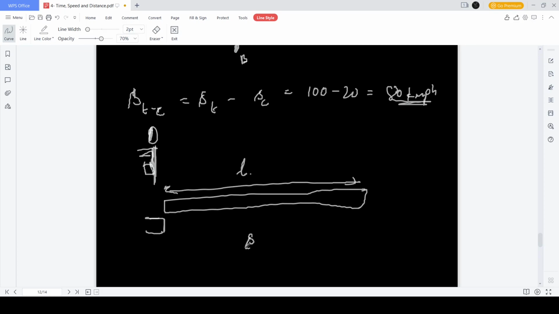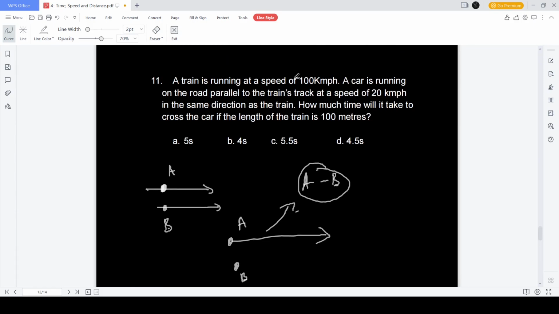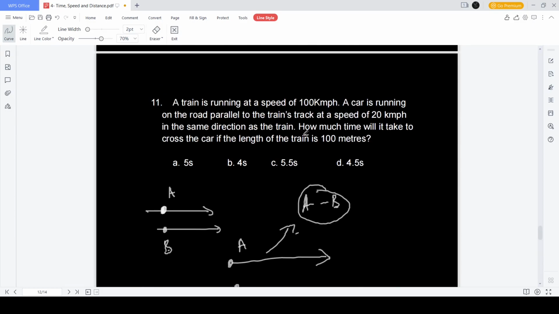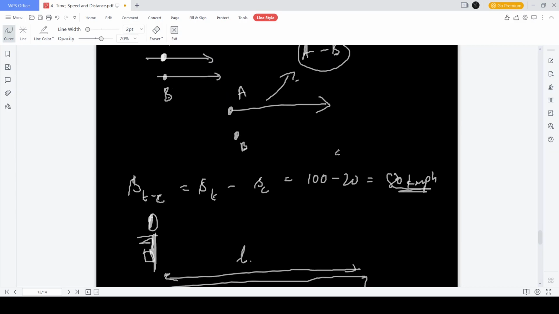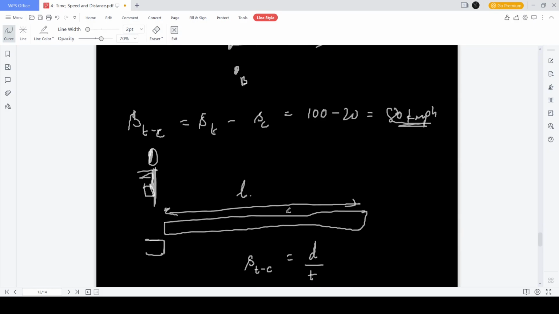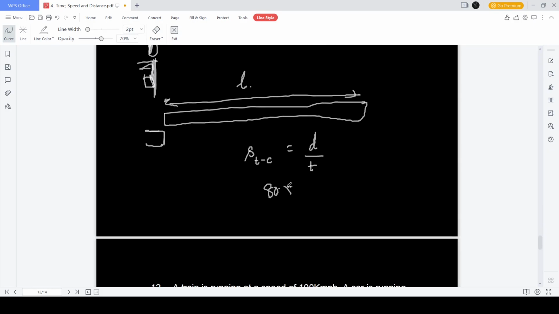So here we can write speed, that is with respect to the train and the car, is equal to distance, that is the length of the train, divided by time, okay. Distance is nothing but the length of the train, which is 100 meters. So the speed of the train with respect to the car is 80 kilometer per hour. But be careful, it is in kilometer per hour, but the length of the train is given as 100 meter, okay. So we have to convert this into meter per second.